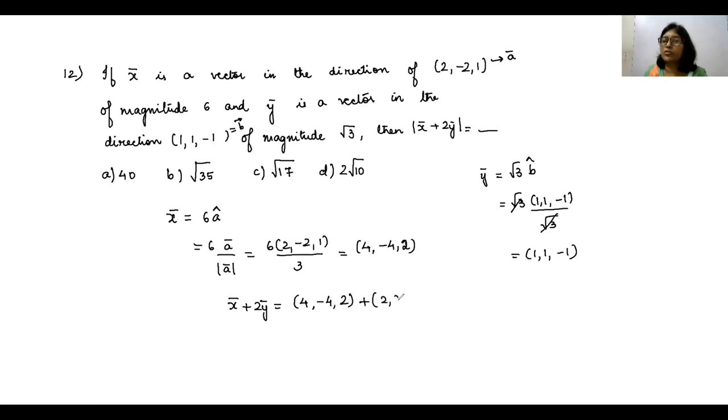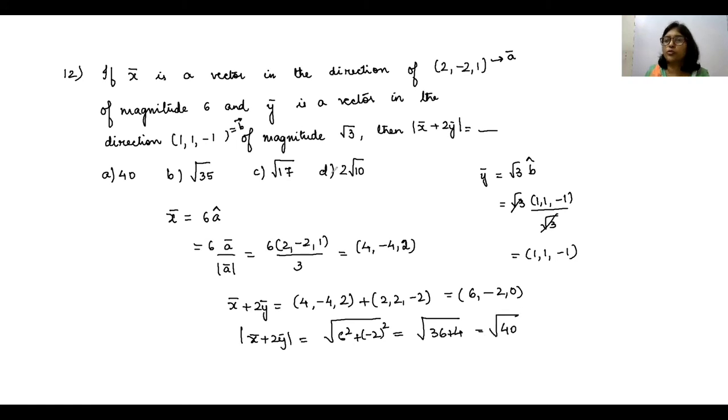2 into y is 2, 2 minus 2, which becomes 6 minus 2 and 0. So the magnitude of this is root of 6 square plus minus 2 square. Root 36 plus 4, root 40, which is 2 root 10. The main part in here is this thing. If you get this right, the rest is easy.